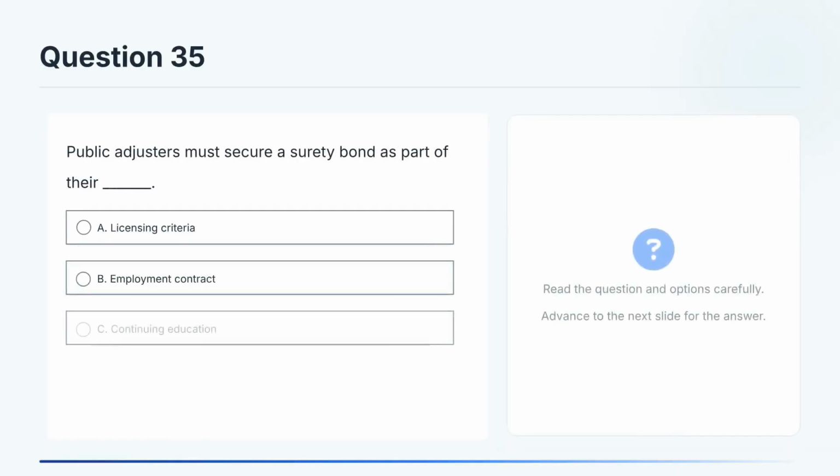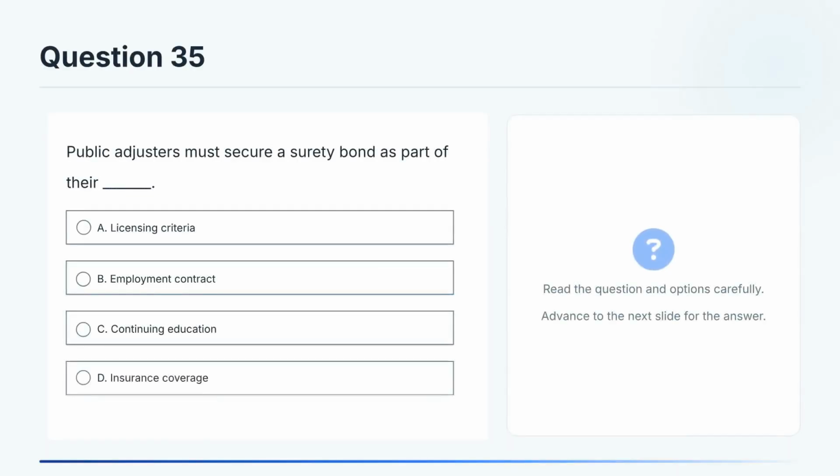Question 35. Public adjusters must secure a surety bond as part of their blank. A. Licensing criteria. B. Employment contract. C. Continuing education. D. Insurance coverage.